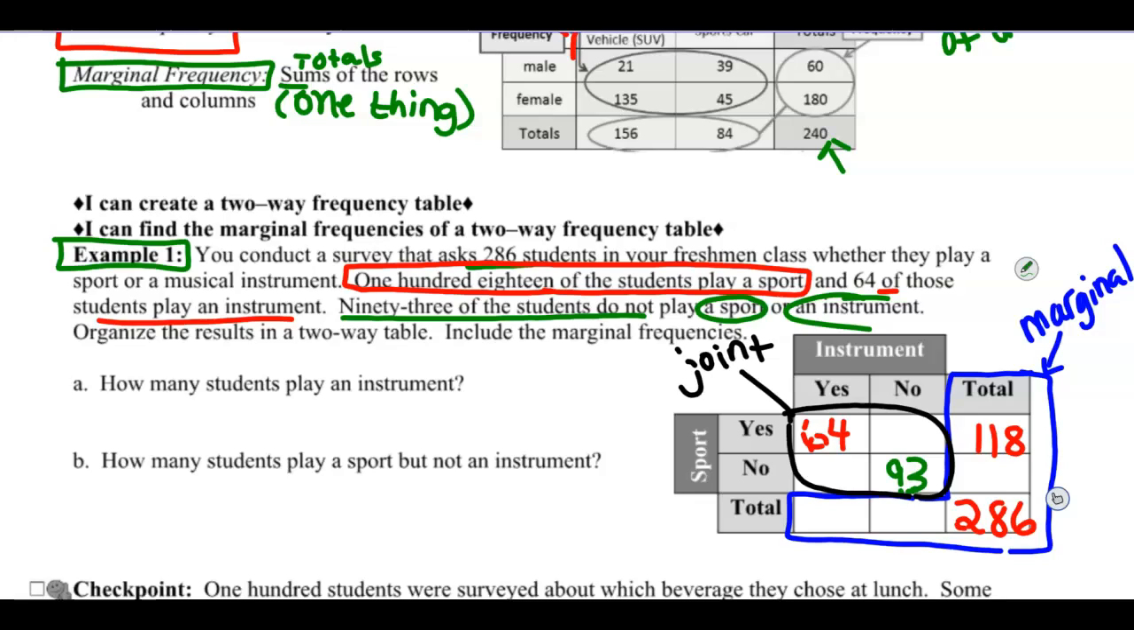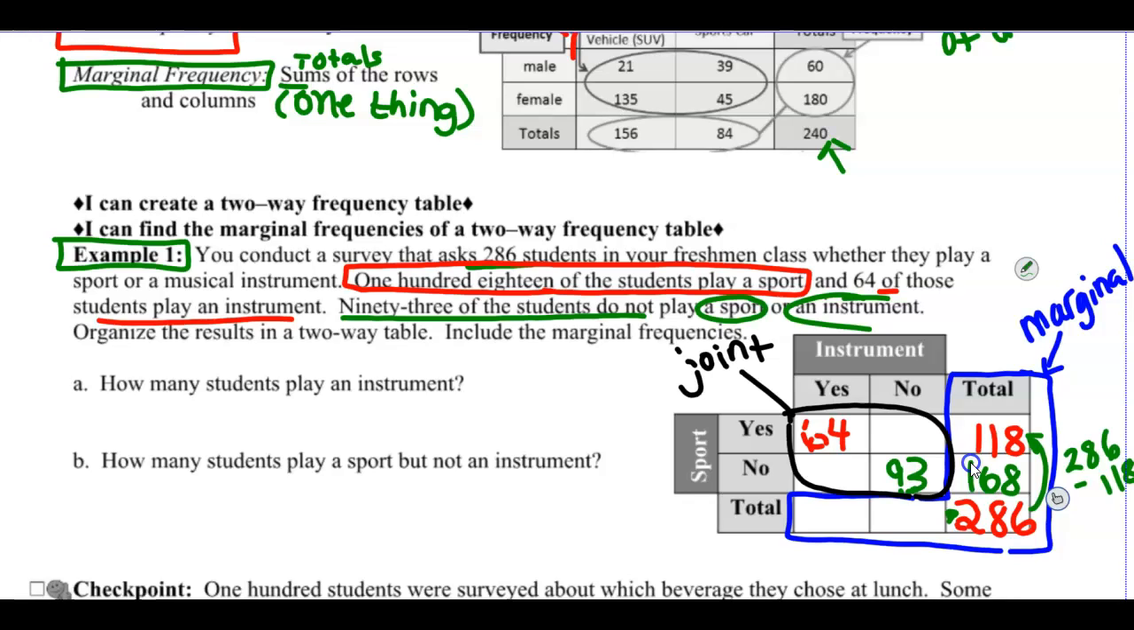So whenever you have a total or a marginal frequency, so here I have a total, and I know that there's 286, and then part of it is 118. So what I'm going to do to find that missing number is I'm going to take 286 and subtract that 118, and that's going to tell me my missing total right there. Which means my total is 168. That's how many would go in here.